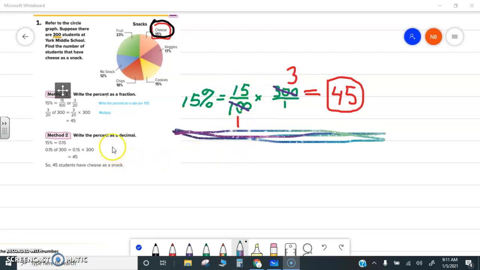Let's look at the next way to do it. Method 2 is to write the percent as a decimal. So we're going to take our 15% and we're going to turn that into a decimal. And remember how you do that from our last lesson? We take the decimal from the right side and move it to the left 2 spaces, only 2 spaces. So when you end up doing that, you get 0.15.